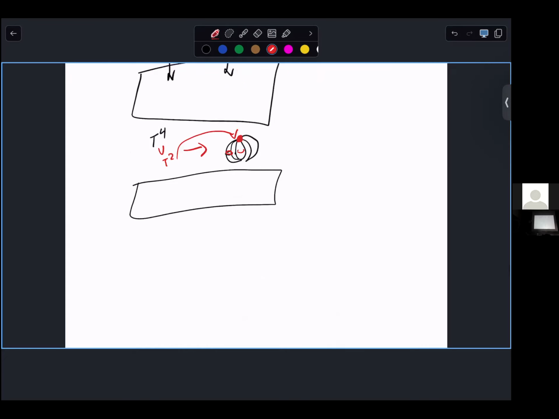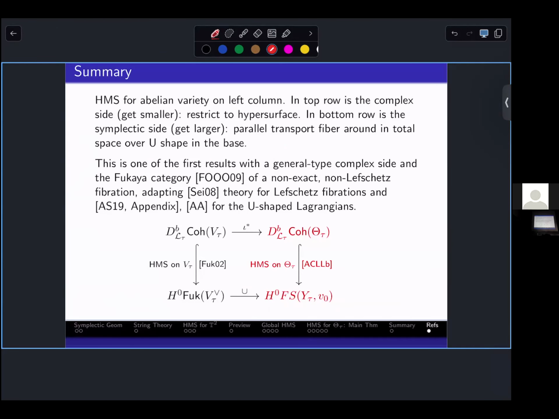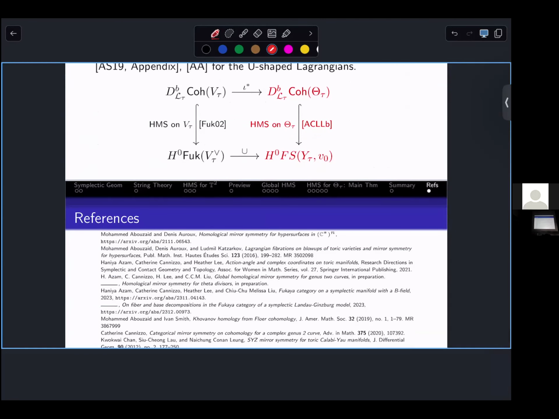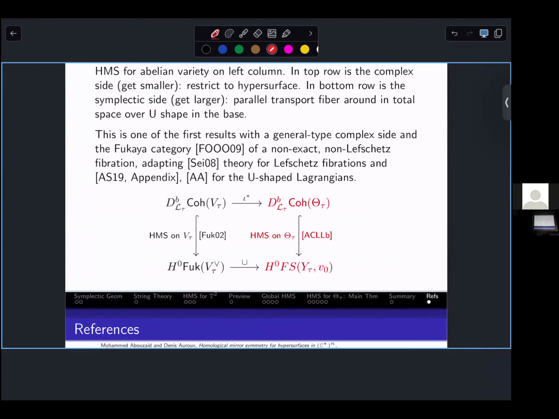So yeah, that's the end of my talk. This is just the same slide I had earlier. So HMS, oh, now it works. Okay. For the torus, restrict to the hypersurface, parallel transport from the torus fiber. And the Homs in these are isomorphic as our result. And thank you for your time.